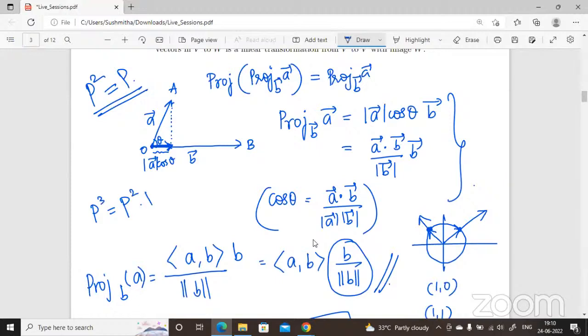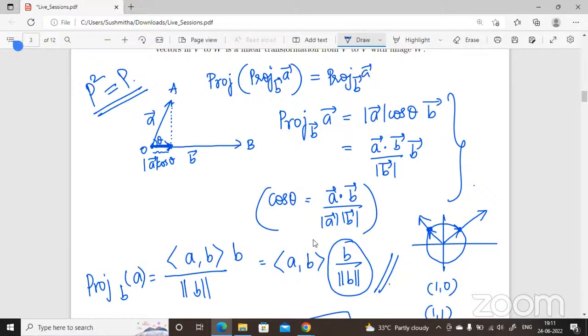P cube will be P squared times P. P squared is P, so that's going to be P squared P. It's going to be the same. It will remain the same because once you have projected, it's not going to change direction after that, right? So P power n is going to be P. But what is stronger is P squared itself is P. If P squared is P, then P power n is also going to be P.